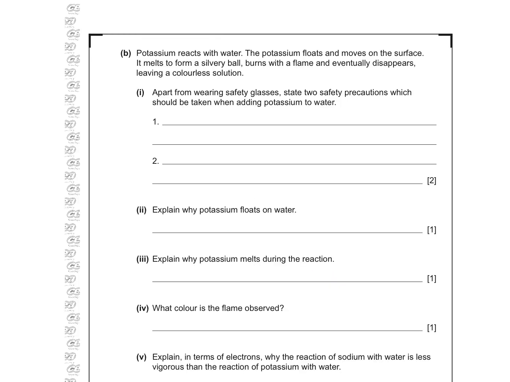Part B has to do with the reaction of the alkali metals with water. Now, I'm already told that the potassium floats, moves, melts, burns with a flame, and then it disappears, or don't say dissolves. A coloured solution is formed. So, what safety precautions would be taken apart from wearing safety glasses?